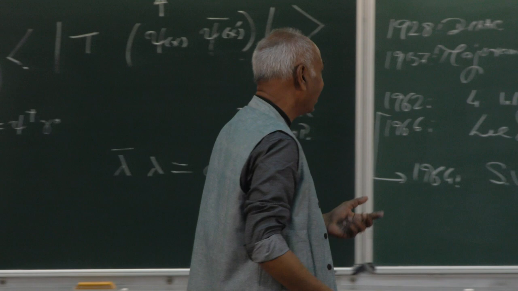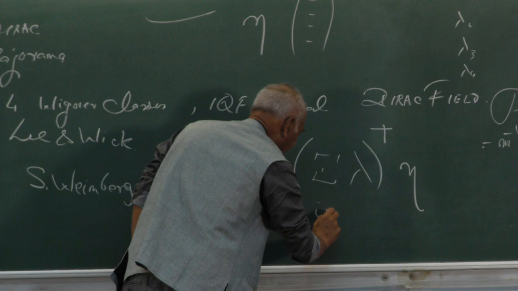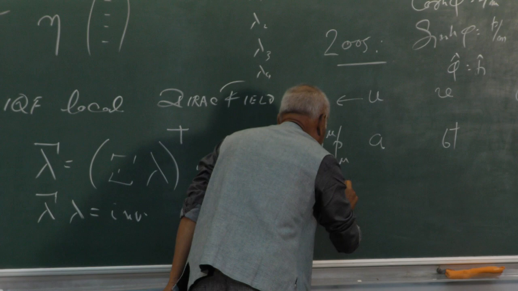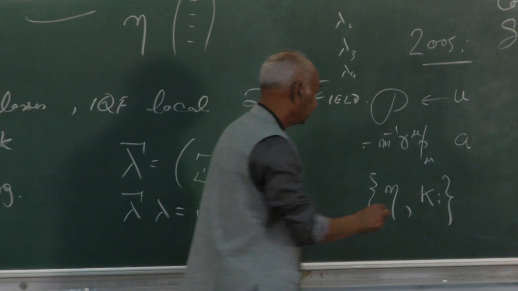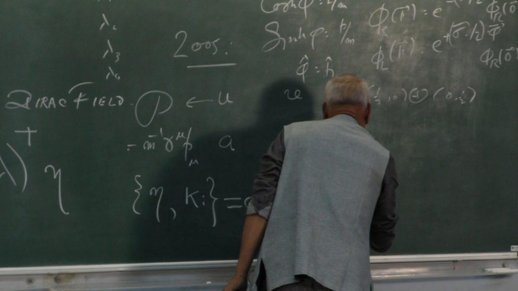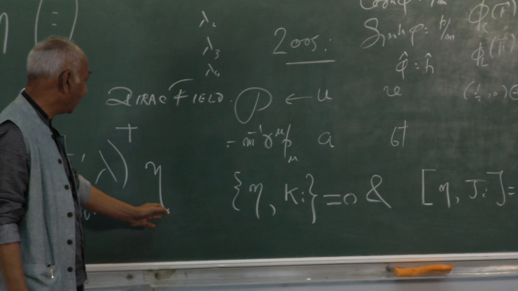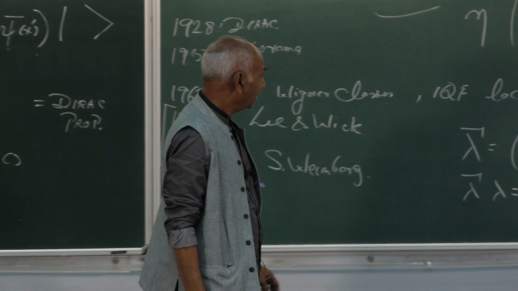You demand that lambda bar lambda is Lorentz invariant, under boosts and under rotations, and you find that the eta has to satisfy the requirement that eta must anti-commute with each of the three generators of the boost, and it must commute with each of the three generators of rotation. So that is the requirement which comes about on this eta here. For the Dirac case, this matrix is just the identity.